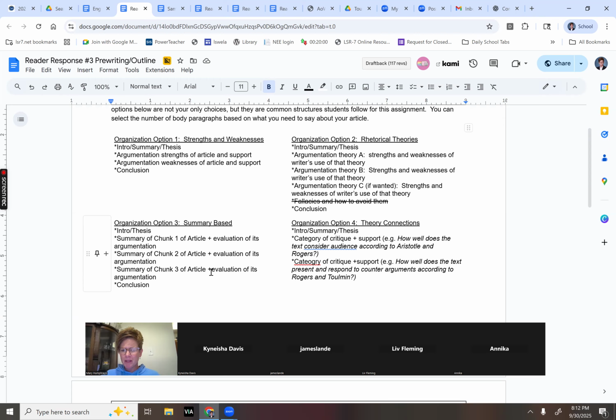Organization option 3 I've seen done very well lots of times. It's more summary based, and so it usually works best if you have longer articles. So what it would look like: intro and thesis, where you're introing perhaps just more about the topic as opposed to giving summary, because then in your body paragraph, you're going to go, okay, well, here's a summary of the first third of the article with my evaluation.